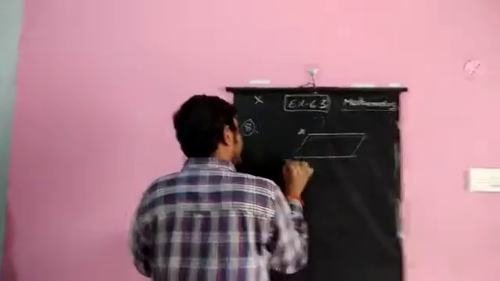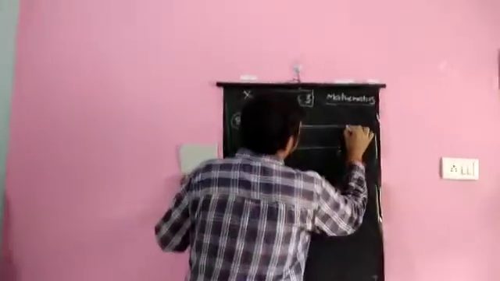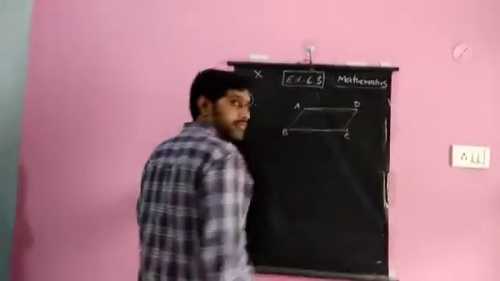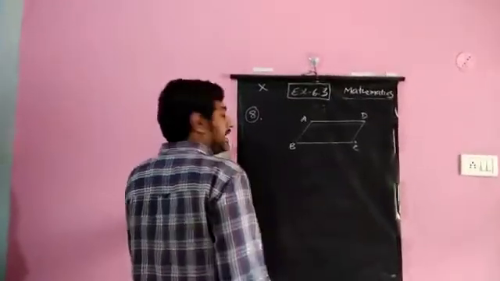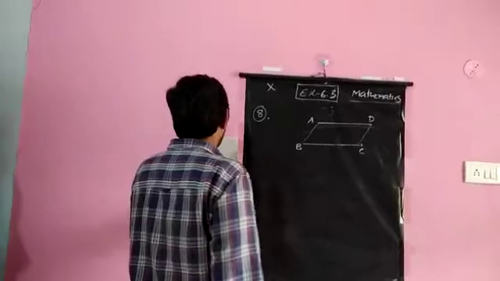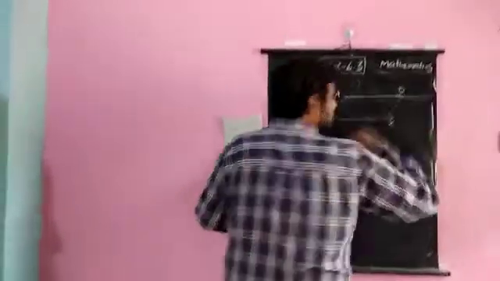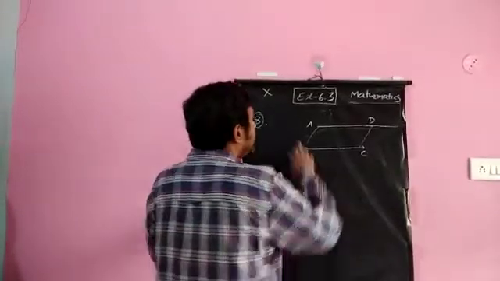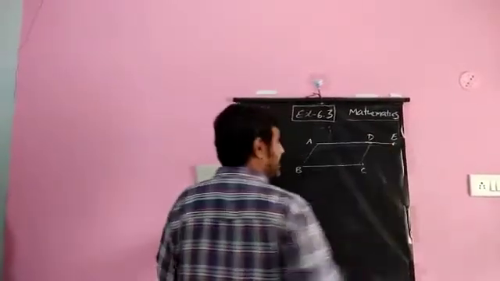If I label that as ABCD, it is a parallelogram, which is given to us in the question itself. E is a point on the side AD, which is produced. Produced means nothing but extended further. If AD is produced, you are getting a point E on the side AD produced.